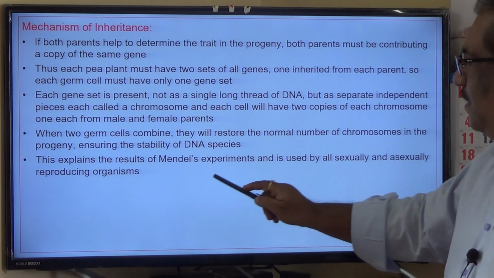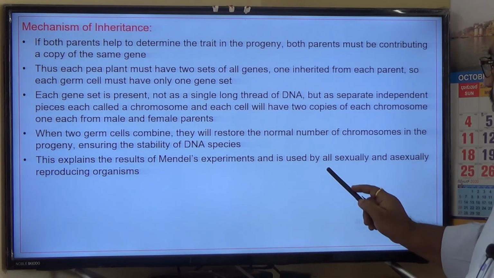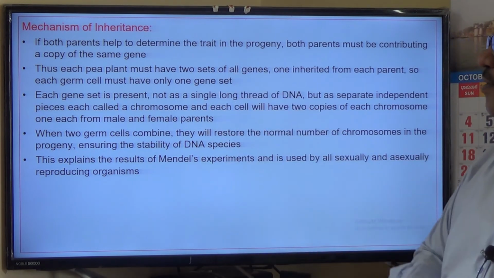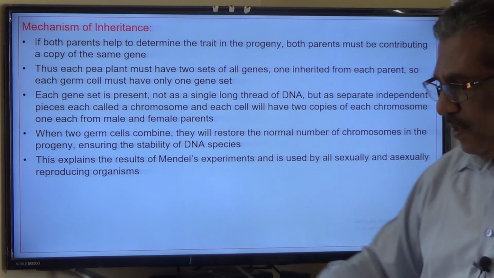So this explains the result of Mendel's experiments and is used by all sexually and asexually reproducing organisms. So this is about the mechanism of inheritance. Okay, make a note of all this.